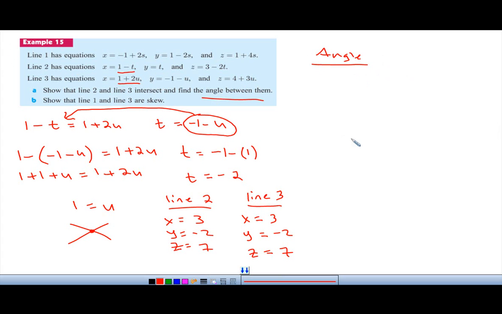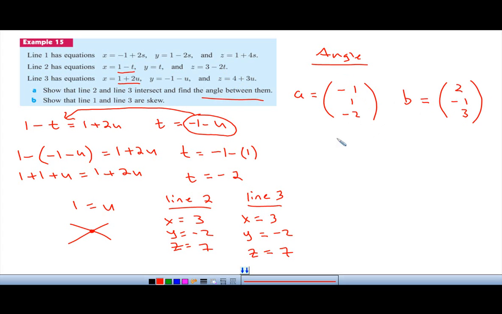What we care about are the direction vectors. Okay, so let's say A here is a direction vector for line 2. So in this case, it'll be negative 1, 1, negative 2. Let's say B is the direction vector for line 3, right? So that would be 2, negative 1, 3. So I'm just basically grabbing these coefficients right here.